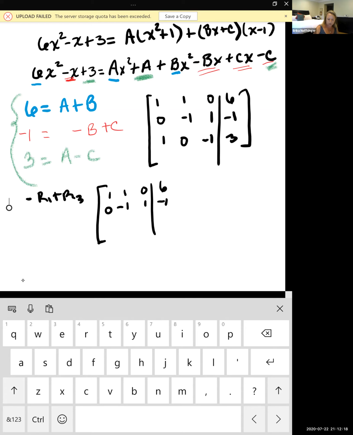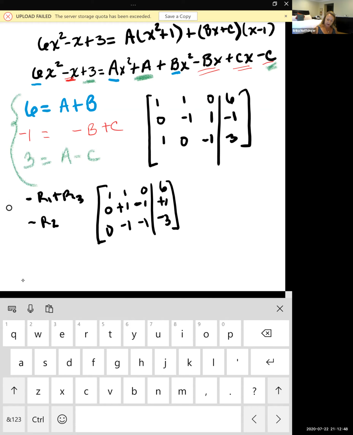So -1 plus 1 is 0. -1 plus 0 is -1. -1 times 0 is 0, minus 1 is -1. -6 plus 3 is -3. So now let's look at negative row 2. That's going to change my signs in here. That would make this a positive 1. This is going to make this a -1, and this is going to make this a positive 1.